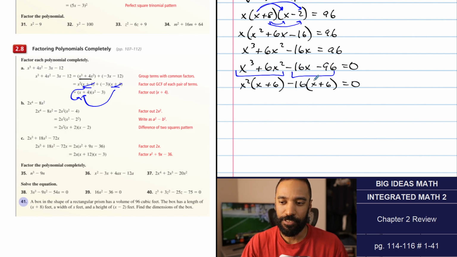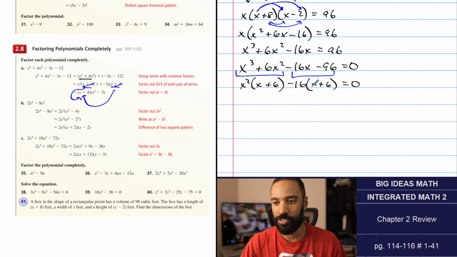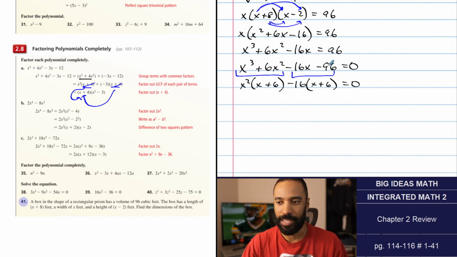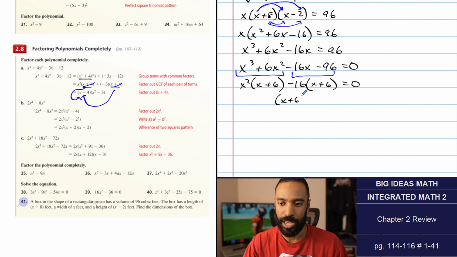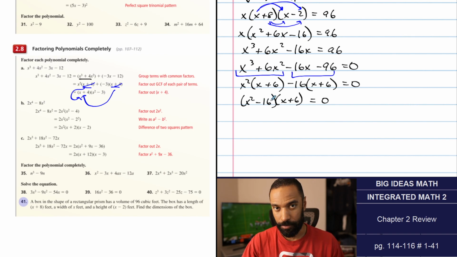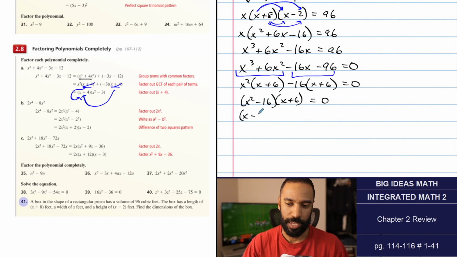If I factor out a negative 16, would it do it? Sure, negative 16 times x is negative 16x. Negative 16 times 6 is negative 96. So that does bring me to that portion. If I factor out the x plus 6 from both of these guys, I will have x squared minus 16 remaining here. And if you recognize, what do we have? A difference of 2 squares, which is x minus 4 times x plus 4.